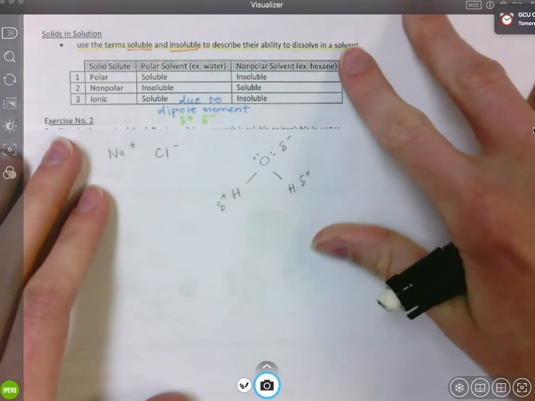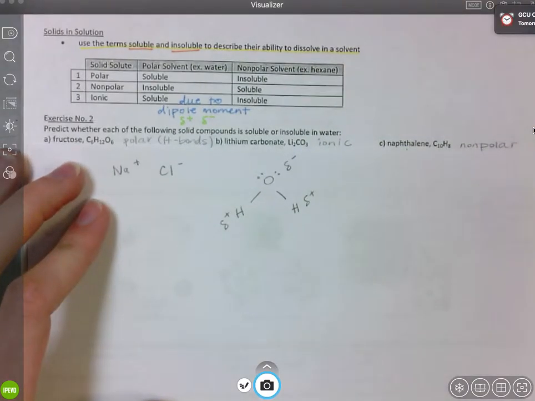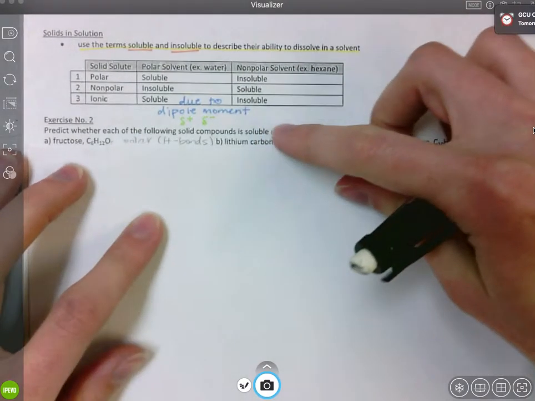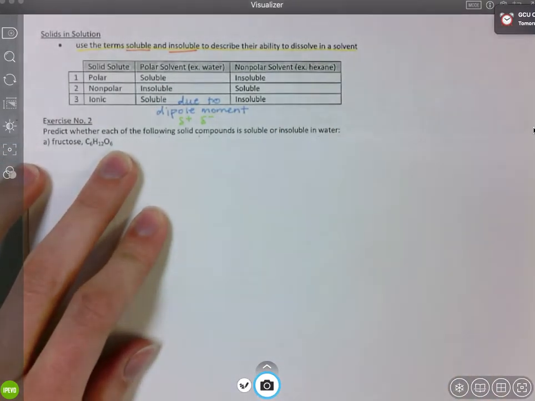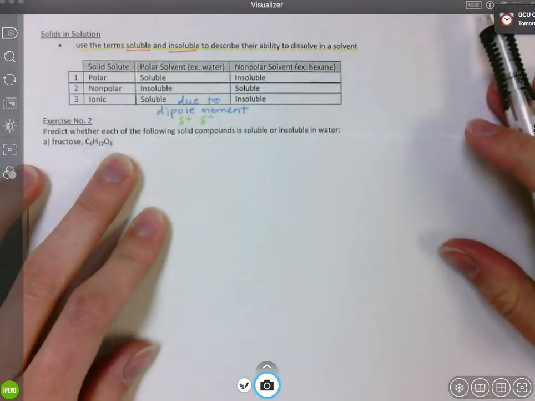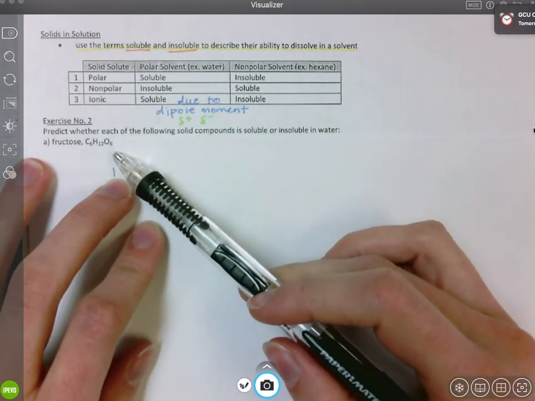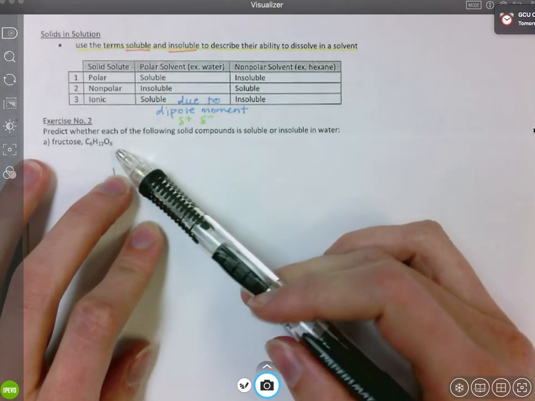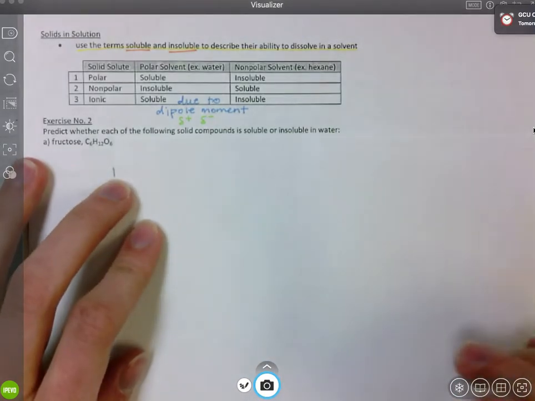All right, let's look at exercise number 2. So in exercise number 2, we're predicting whether each of the following solid compounds is soluble or insoluble in water. So fructose, C6H12O6. Notice it has the same molecular formula as glucose. It's just got different structures, if you're curious.